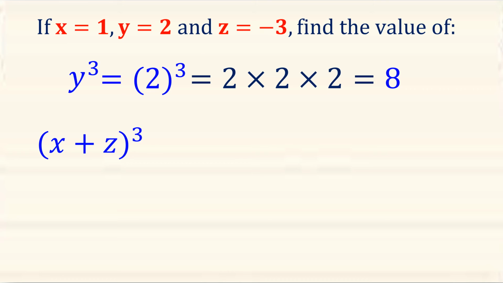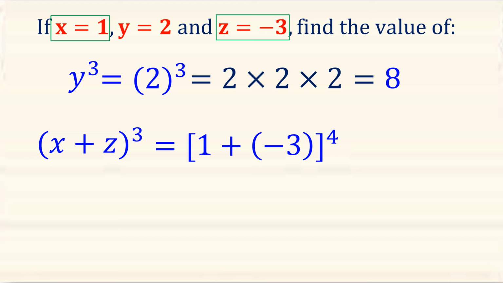Now let us have another one. So x plus z to the fourth. In here, we are going to put the value of your x, which is equal to 1, and z, which is equal to negative 3. So we have 1 plus negative 3 to the fourth.